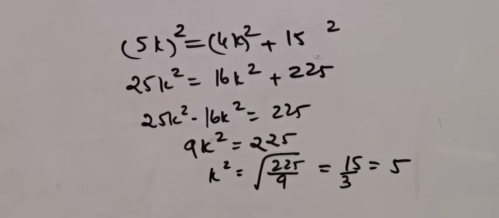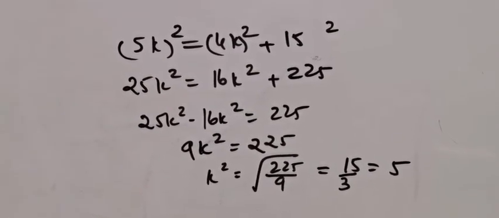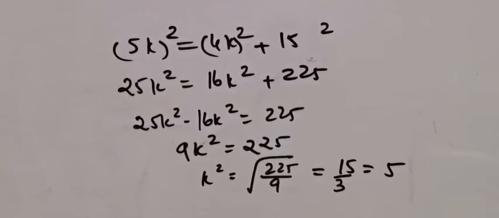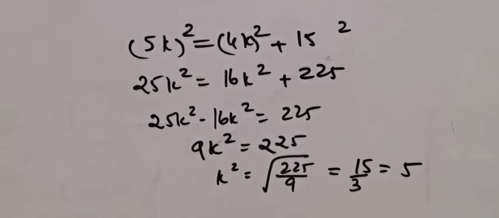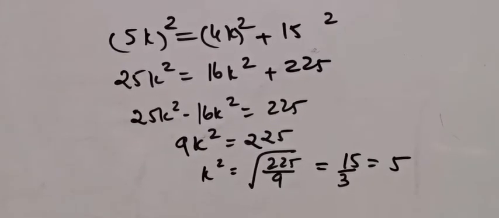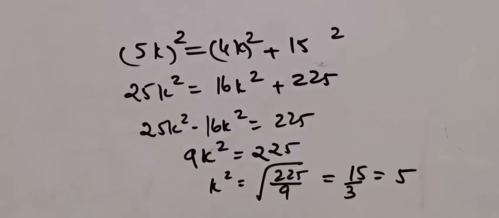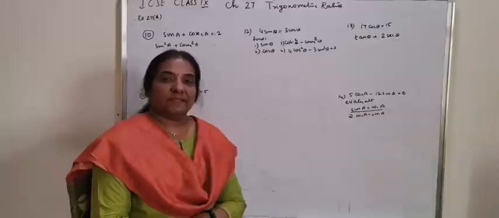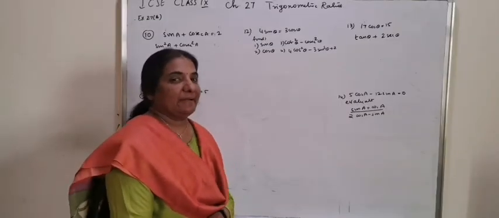Please note a small correction where k square is equal to square root 225 by 9 is equal to 15 by 3. Kindly ignore the radical symbol, but the remaining workout is correct. Question 10 and 11, same pattern.